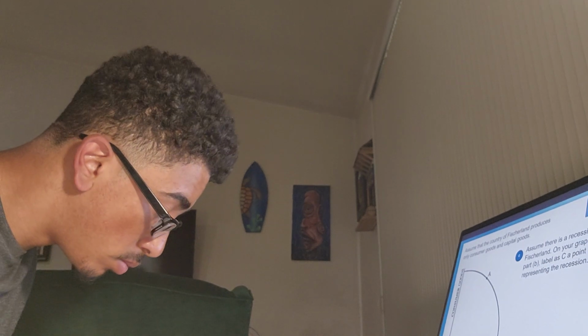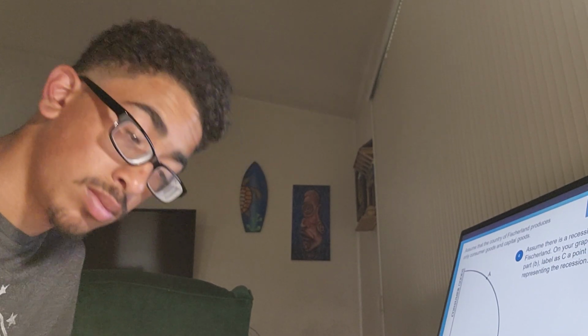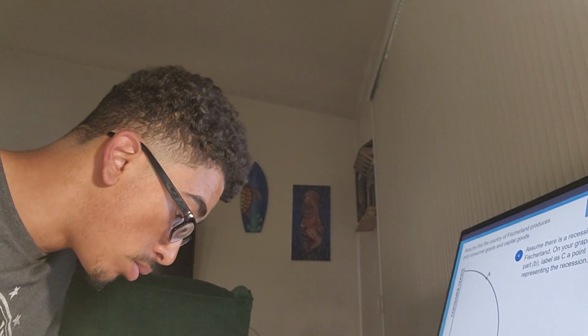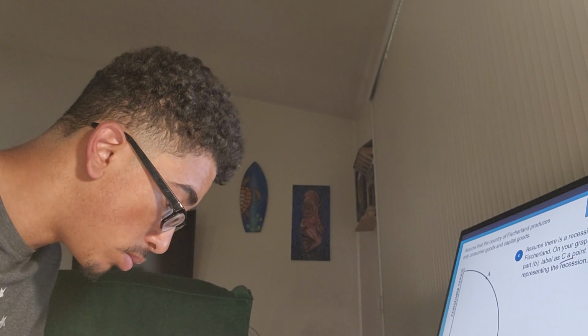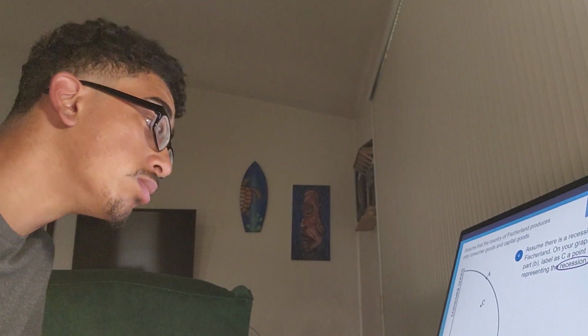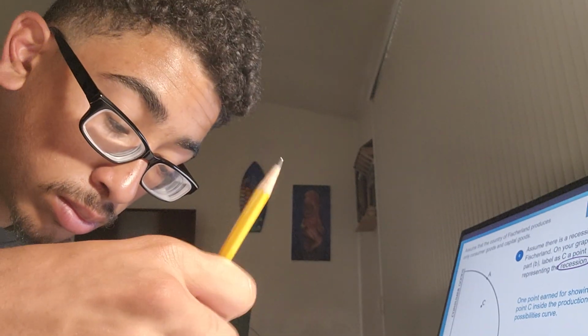Part C. Assume there's a recession in Fisherland. On your graph in part B, label as C a point representing the recession. What is a recession again? A recession is that extended period of declining output, declining employment. How would we show that here on a PPC? Well, the recession is going to be an output level that's below the curve. So I simply put point C anywhere inside the curve, and that's going to earn me the point.